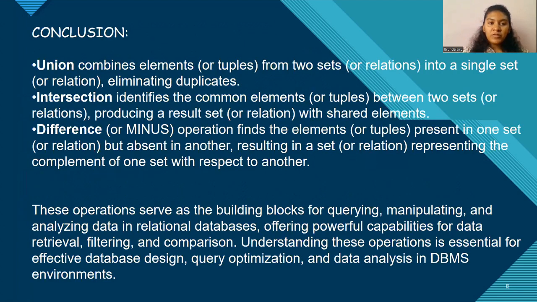So here is the conclusion. Union combines the elements from two sets into a single set, eliminating the duplicates. Intersection identifies the common elements between two sets, producing a result set with shared elements. The difference or minus operation finds the elements present in one set but absent in another set, resulting in a set representing the complement of one set with respect to another.